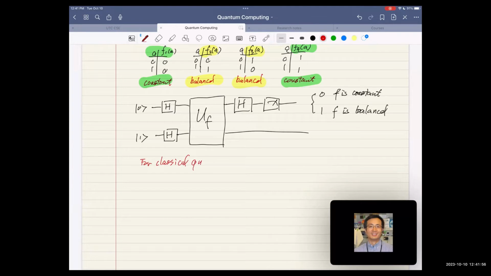Classical query gate, sorry. So if we apply classical query gates, we need at least 2. For the quantum algorithm, we use only 1 query gate.